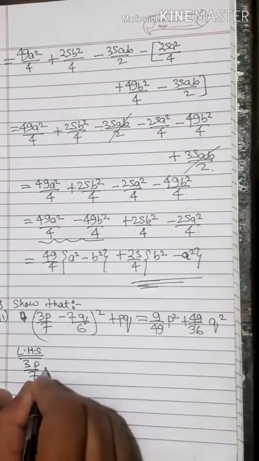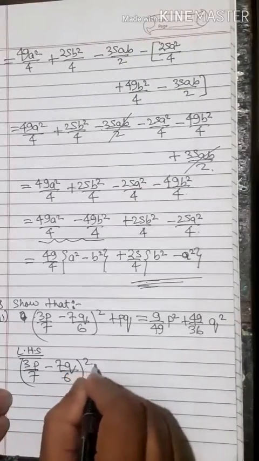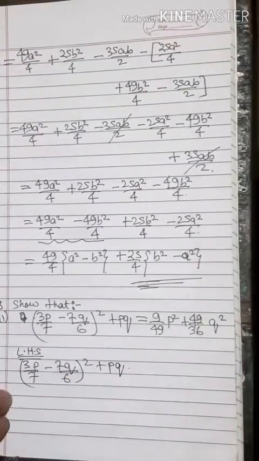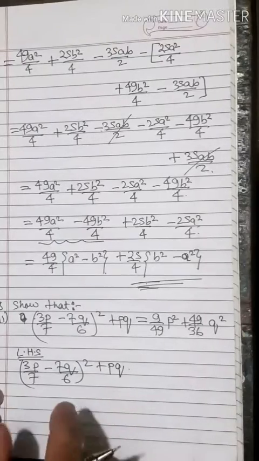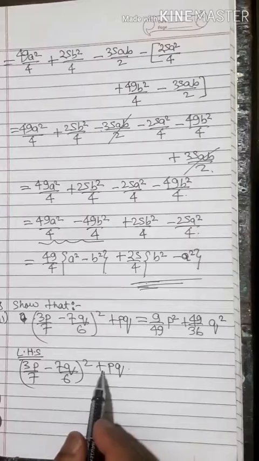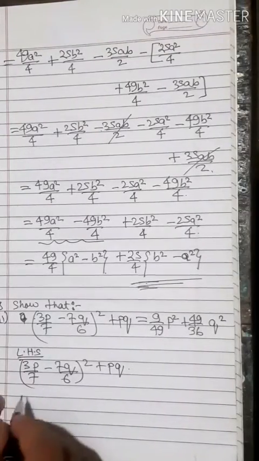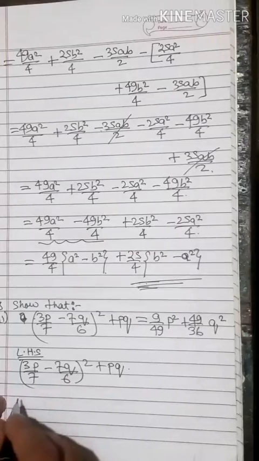3p by 7 minus 7q by 6 whole square plus pq. Okay, now let us try to solve this. We'll expand this. This is in the form of a minus b whole square. We will leave it as it is for the time being. Let us see what we will get after expanding this.